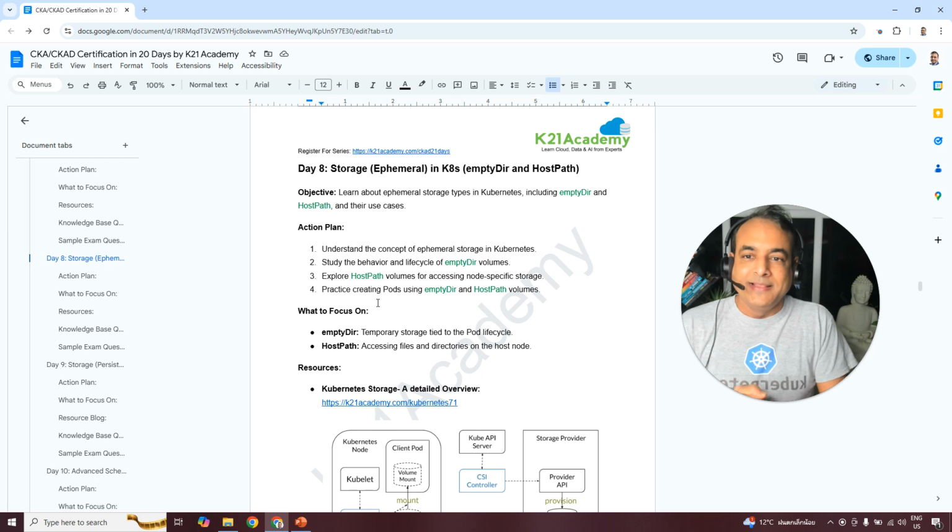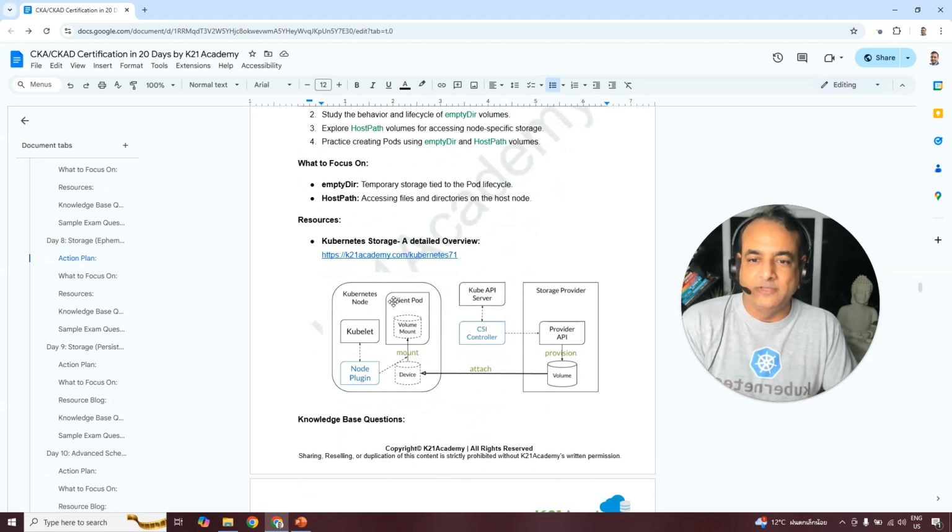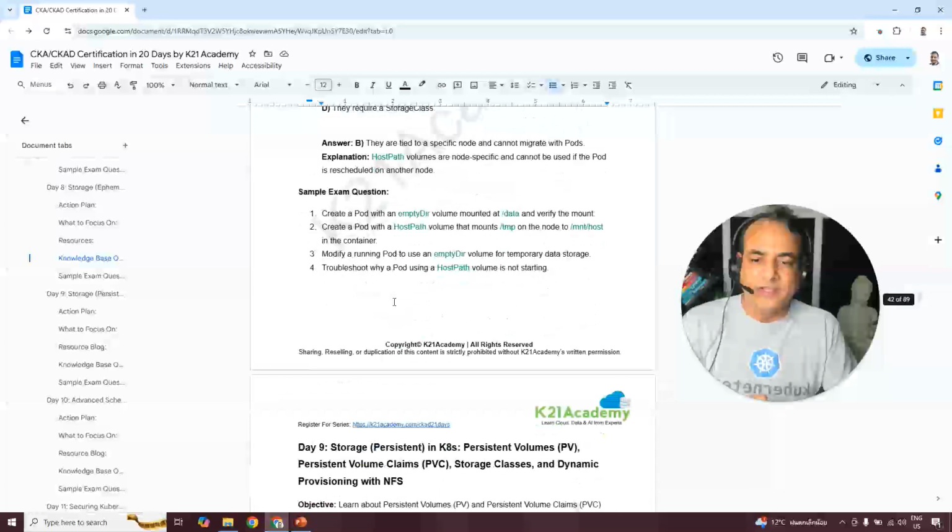Then day 8 is going to be about storage, but ephemeral storage, which basically doesn't stay persistent. So there are 3 types of storage we'll see. On day 8, we are going to look at ephemeral storage, which, as I just said, is not a persistent storage, what that means and how you configure them as well.